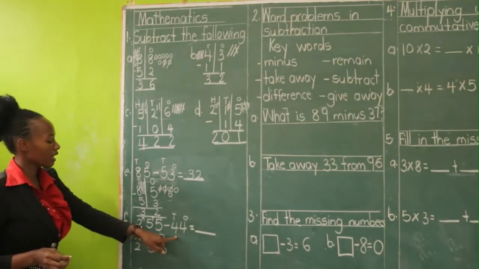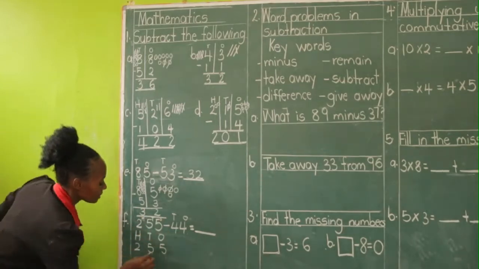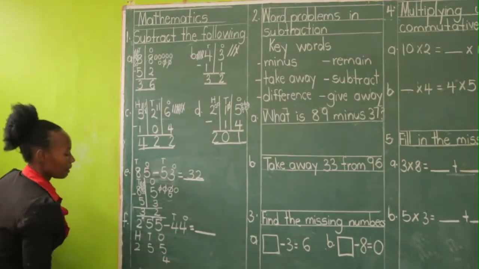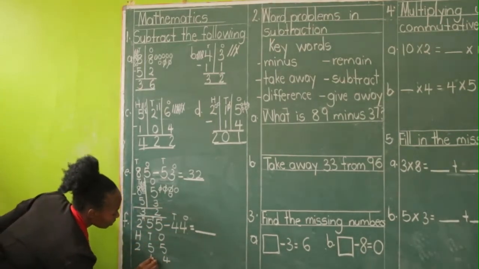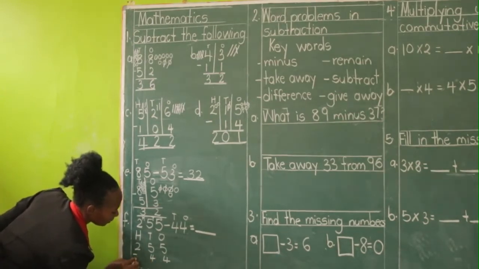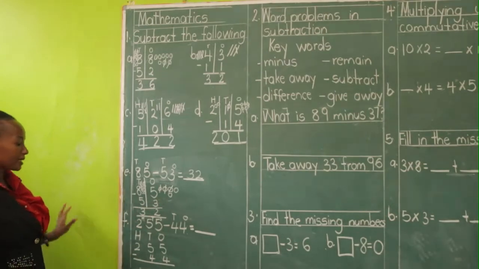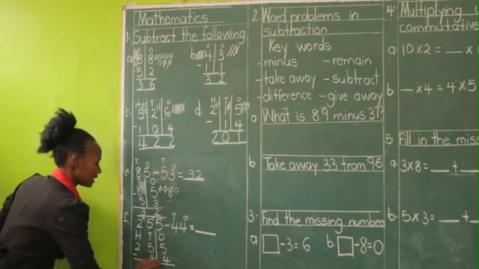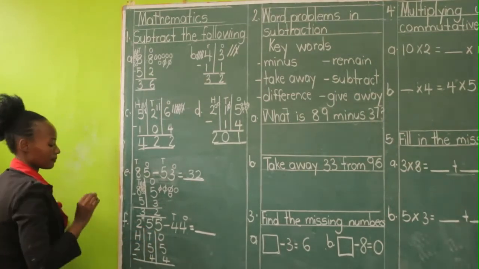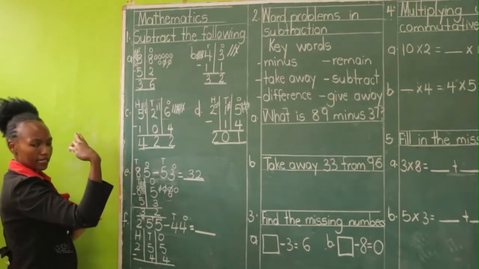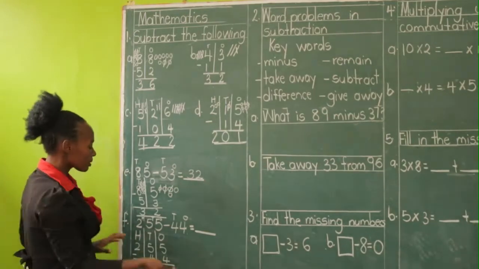I come to this one. The number which is under 1s, there is 4. The number which is under 10s is also 4. I take away. Now, still I have to draw the lines in the middle. Separate the place values. Start from our right hand, which is 1s.